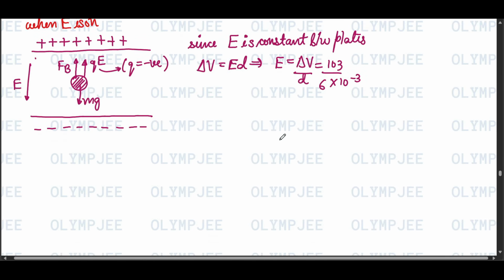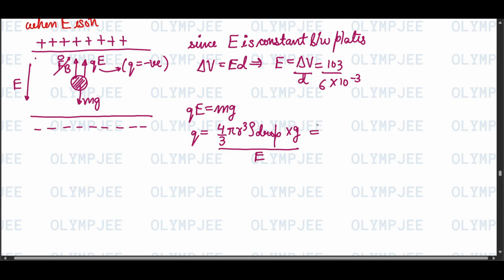So from here we will get that I'm taking this as 0. So QE is equal to mg, which will give us Q equals mg by E. m we are not given, we are given the density, so I will write it in terms of density: 4 by 3 pi r cube, density of drop, multiplied by g, divided by electric field.